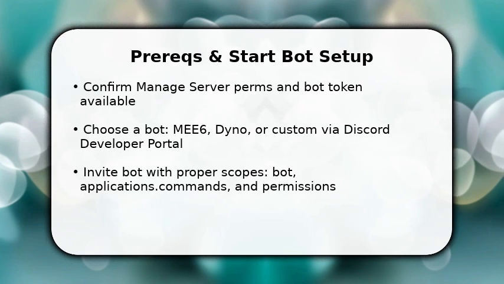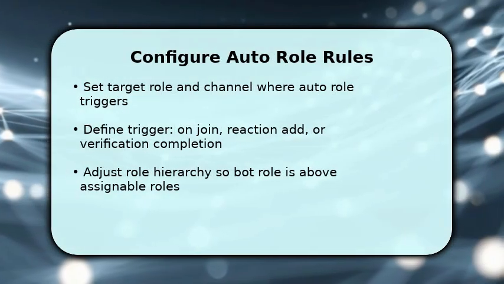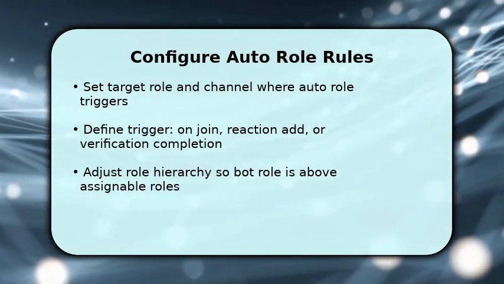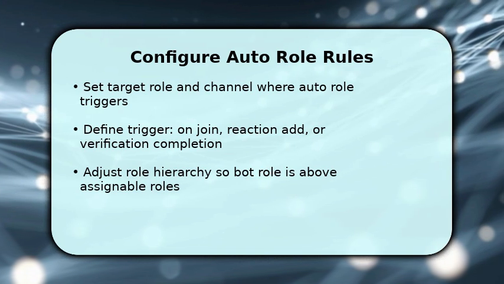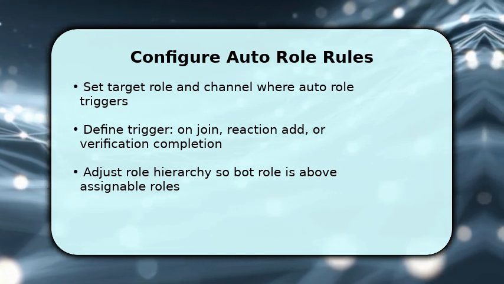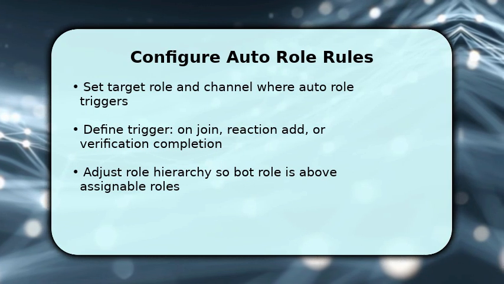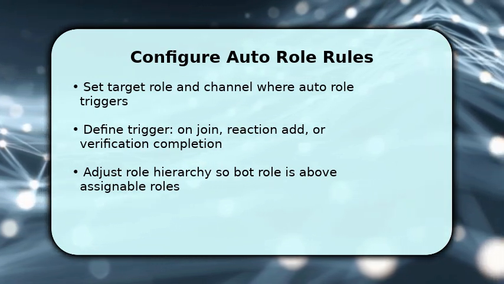Now you configure the auto role trigger itself. If using a dashboard, select the server, pick the trigger type, member join, reaction, or verification, and choose the role to apply. If coding, listen for the guildMemberAdd or reaction events and call member.roles.add with the role ID.